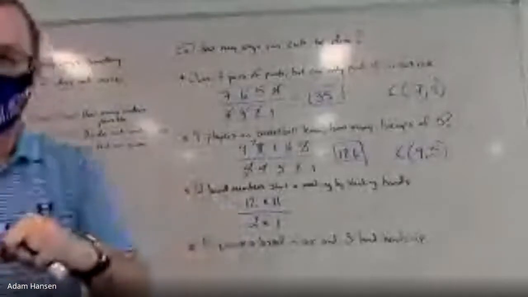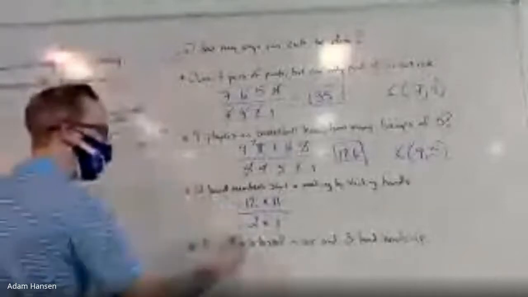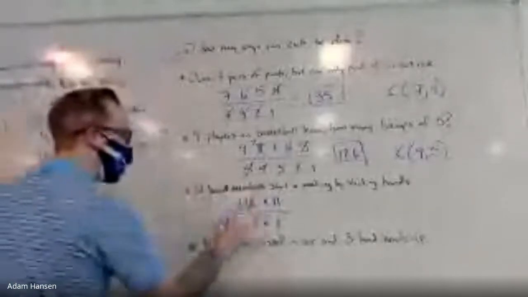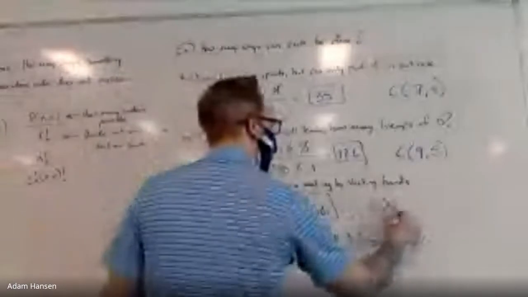So let's see here. How could I cancel this out? 2 goes into 12 6 times. So 66. Some of you used a calculator originally. Shouldn't that just be the same as 12 choose 2? Yeah.